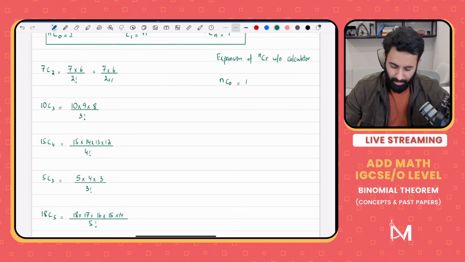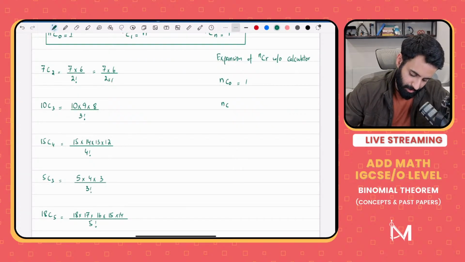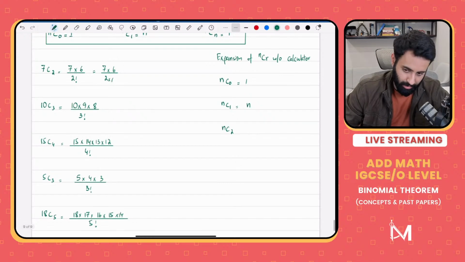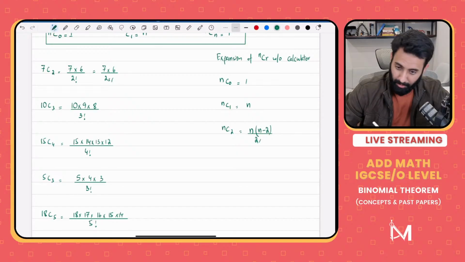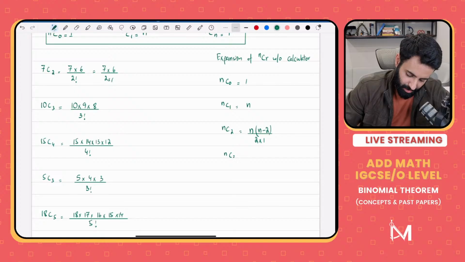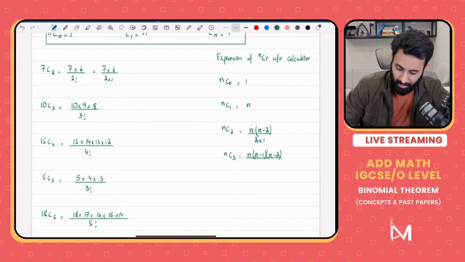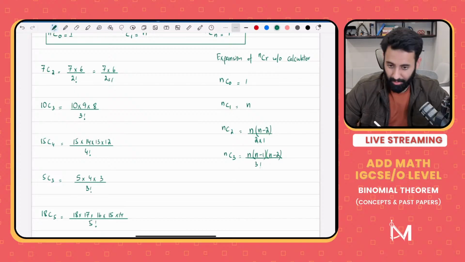So NC0 as we know is 1. NC1 as we know is n. Now what about NC2? Let's follow the pattern. In the numerator, we'll start with n, and then we will do n minus 1, and then we will divide by 2 factorial. Okay, so 2 into 1, or simply 2 factorial. And then we have NC3, which means n into n minus 1 into n minus 2 divided by 3 factorial.